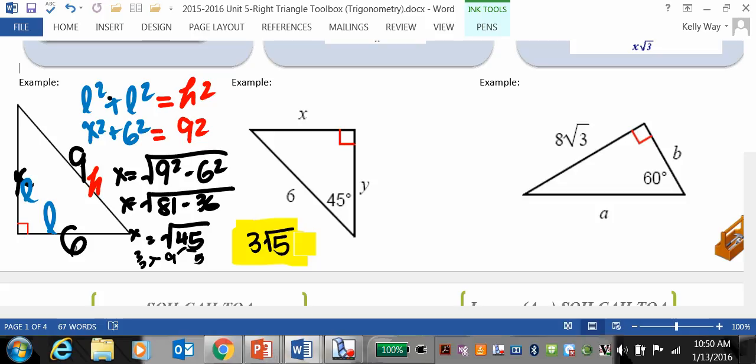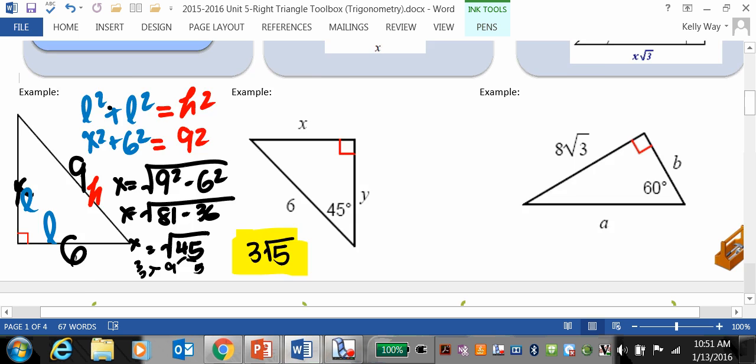So take a look. X equals the square root of 9 squared minus 6 squared. That's root 45. You take out the 9, which becomes 3 root 5. Thumbs up if you got 3 root 5. Now we're ready to move on.